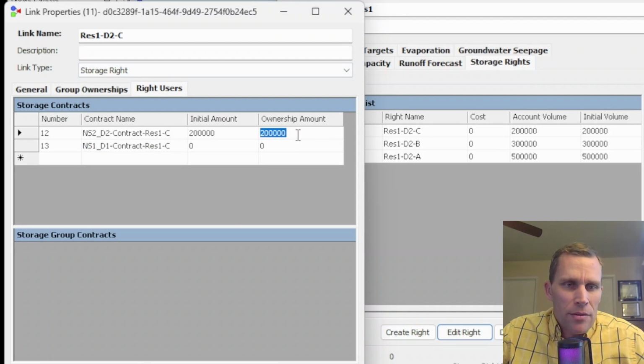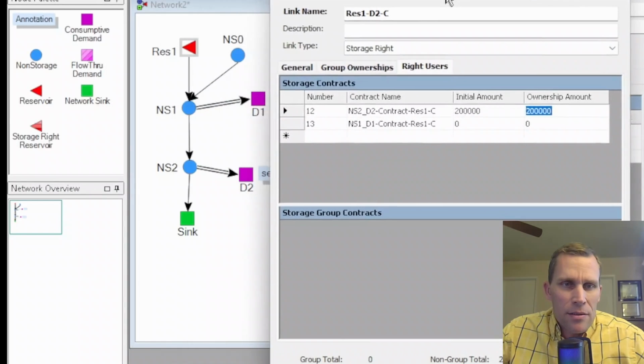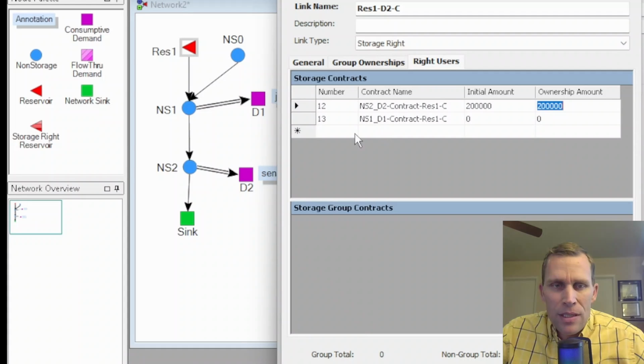The ownership amount is 200,000, and that is associated with D2 because this is the owner who actually owns that amount of water. And then for D1, that is a negative value because there's no ownership.